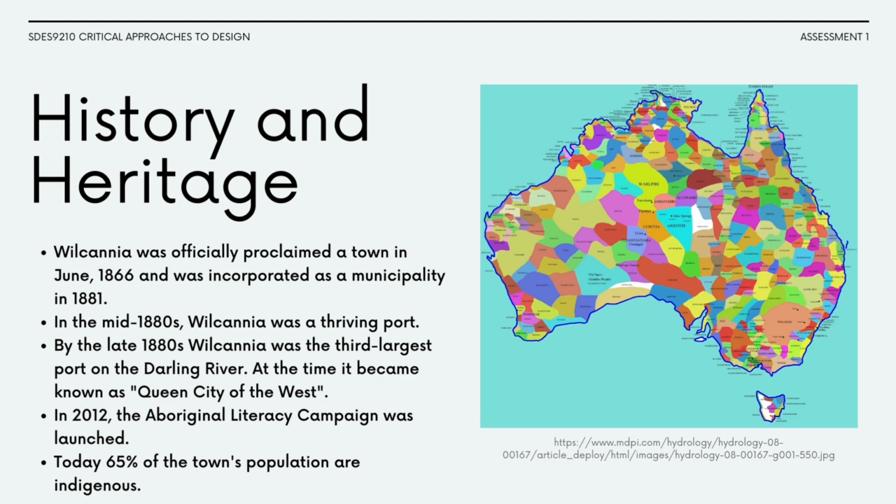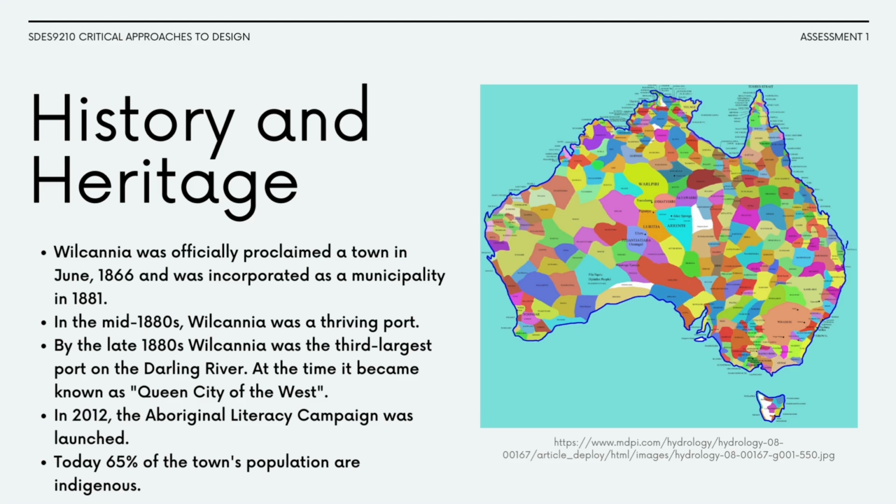Wilcannia was the third largest port on the Darling River, and at that time it was known as the Queen City of the West. When opals were discovered in White Cliffs in the 1890s, the river trade increased. Wilcannia became the supply depot for the opal miners. Eventually, as road and rail traffic replaced the steamer trade, the town's importance declined.